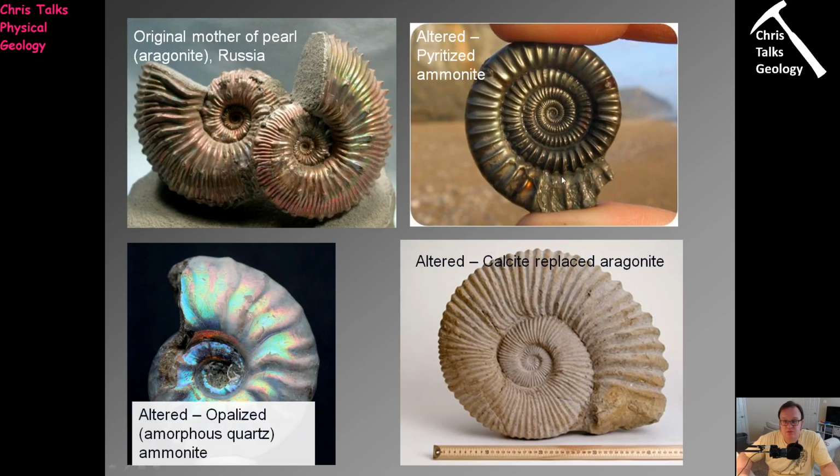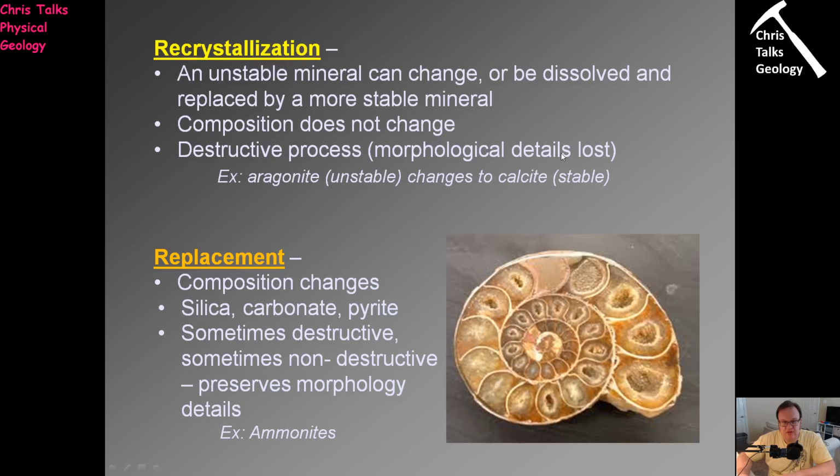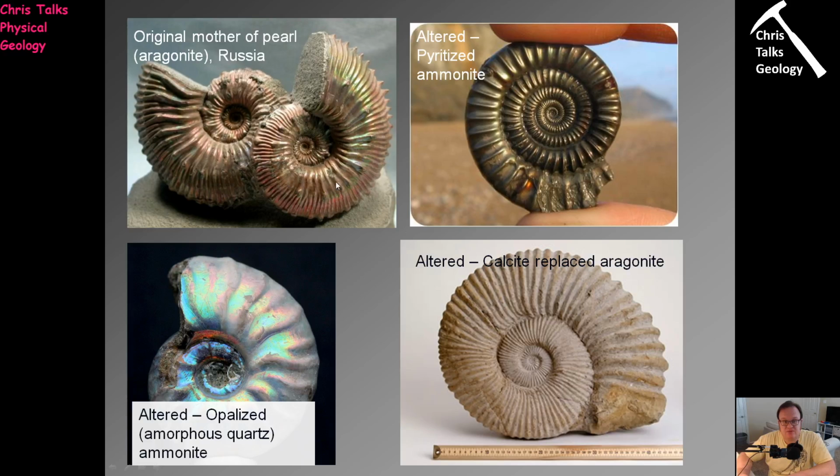Now, as you can see, what we have here are two ammonites that have undergone alteration. Okay, so they've undergone replacement. The original calcium carbonate has been replaced by, in this case, pyrite, otherwise known as fool's gold. That's iron sulfide, so that's why the fossil itself looks kind of brassy. Down here, on the other hand, the original calcium carbonate has been replaced by opal, so amorphous quartz.